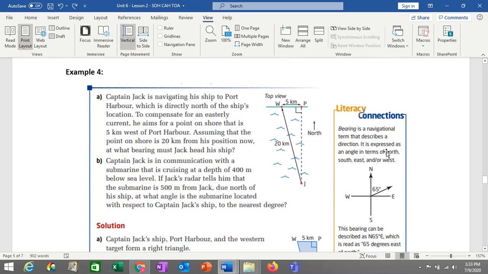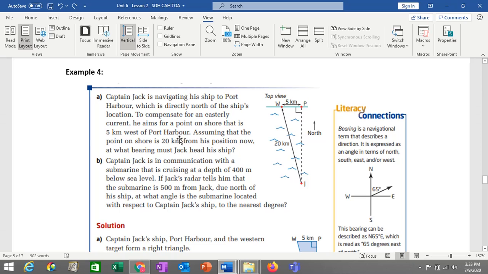All right, great. Last question, example 4. So now we're going to look at a word problem. You have Captain Jack navigating his ship to Port Harbor, which is north of the ship's location. So if the ship is here, J for Jack, and the port is P directly north. And assuming the point on the shore is 20 kilometers from his position now, because this is the point he's aiming for, the distance to that point is 20 kilometers. And we're also told that the point he's aiming for is 5 kilometers from the port. Okay, so we got that triangle.